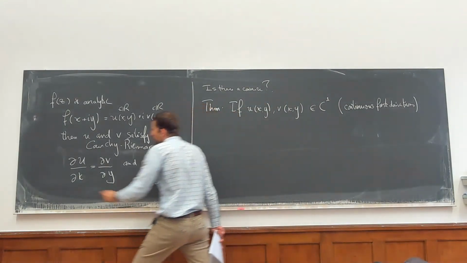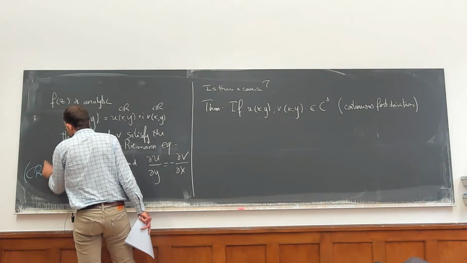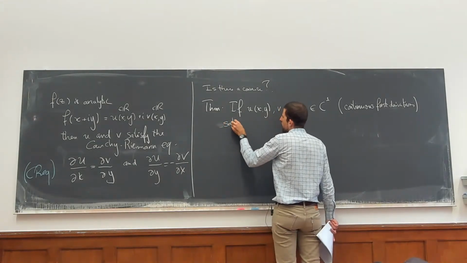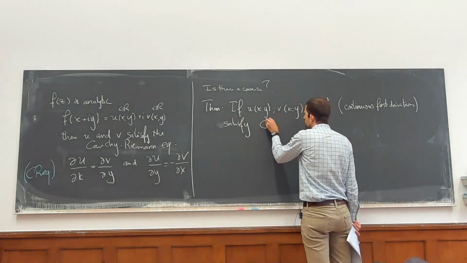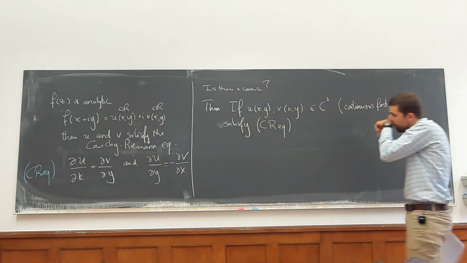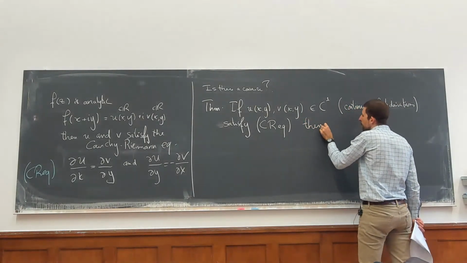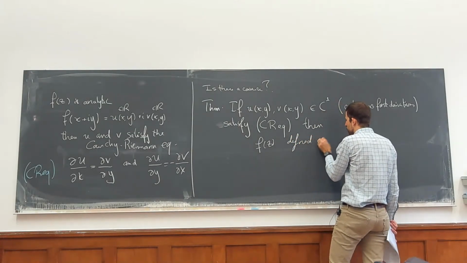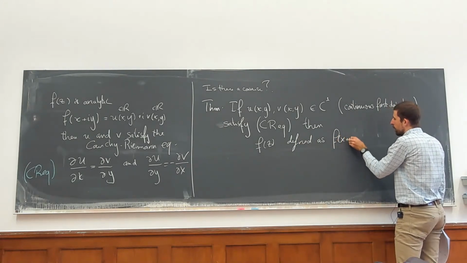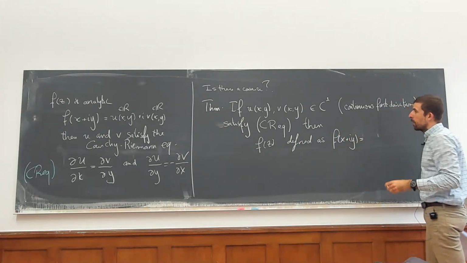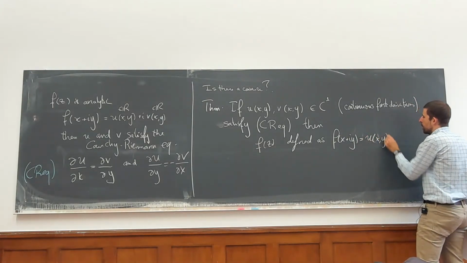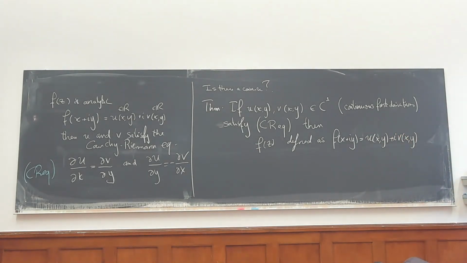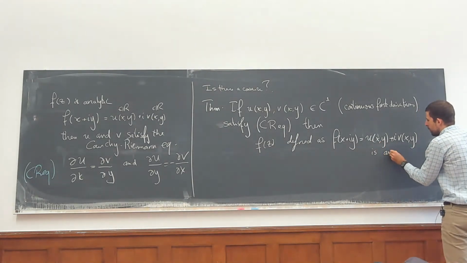Okay, so maybe I'll call this the Cauchy-Riemann equations. And if u and v satisfy the Cauchy-Riemann equations, then f of z, defined as u plus i v, is analytic.